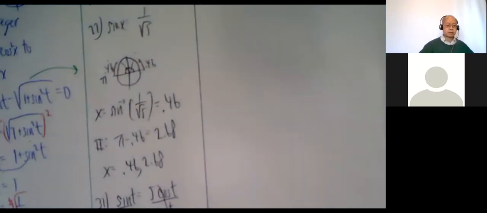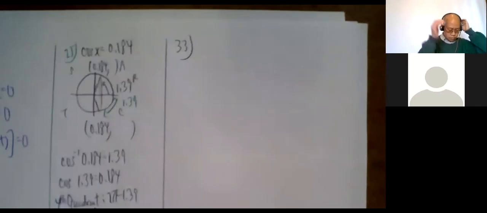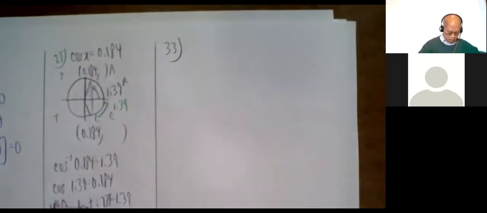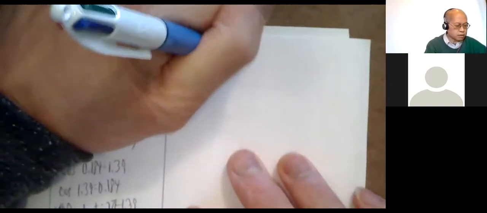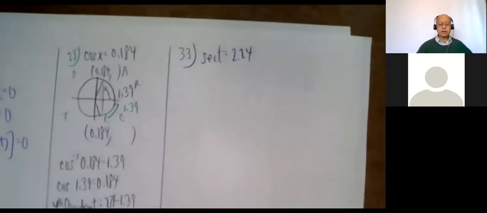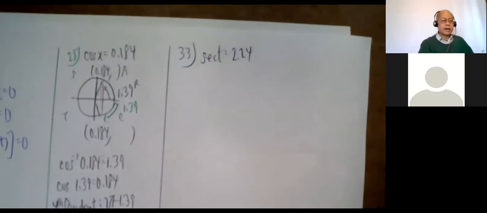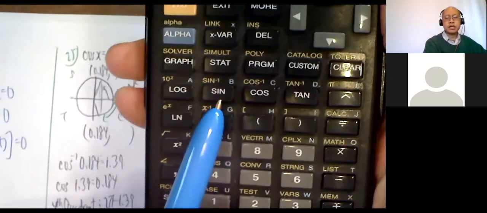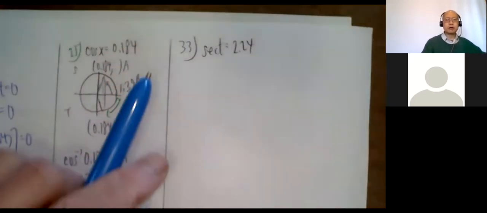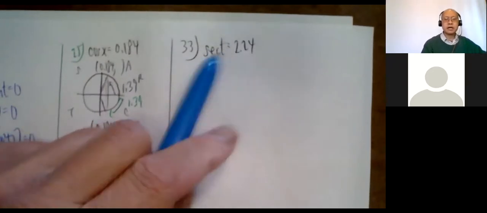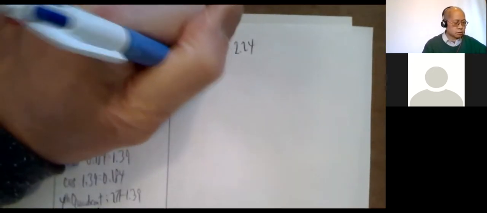So 33. Secant of t equals 2.24. Now, I do not have a button for inverse secant, cosecant, or cotangent because you don't need it. I'll just work with the reciprocal. So I flip this and flip this. Cosine of t is 1 over 2.24.